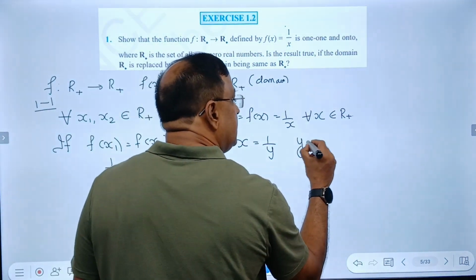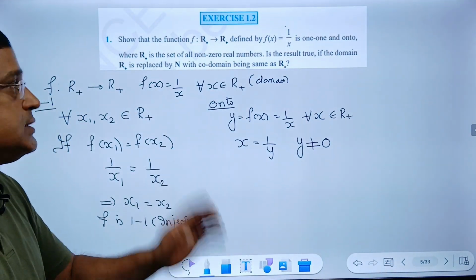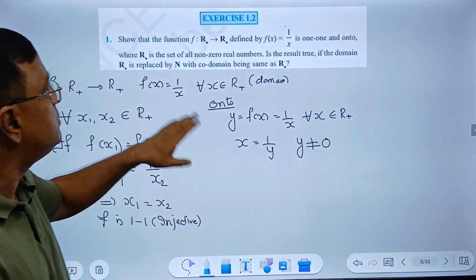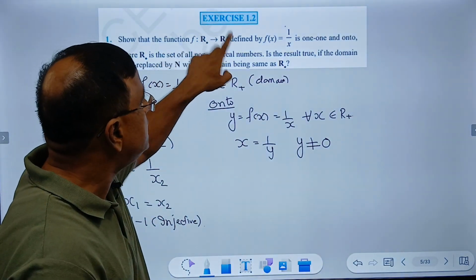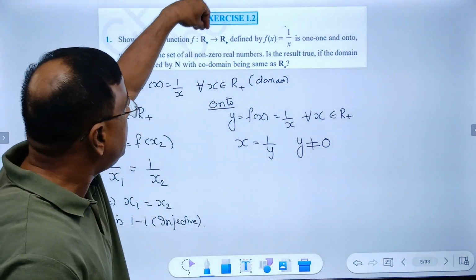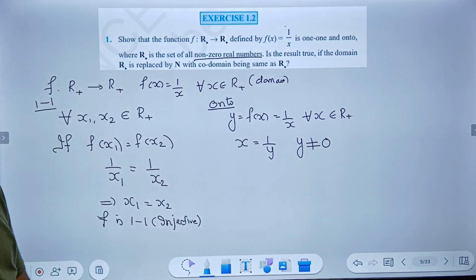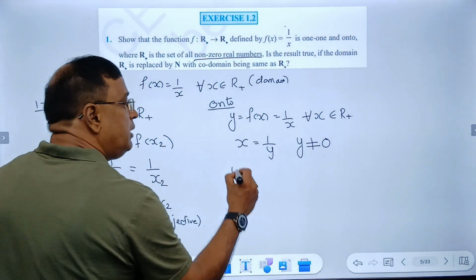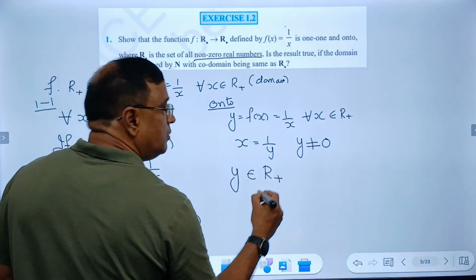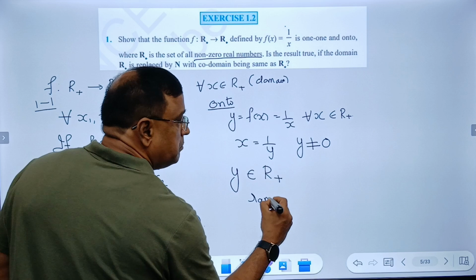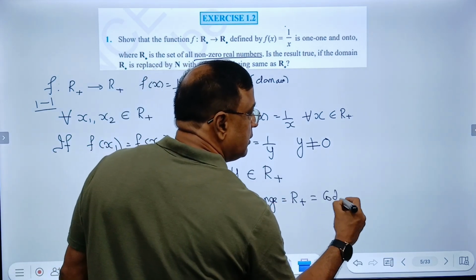Clearly, y can take any value except 0, right? Y can take any value except 0. And I don't have to worry much about 0, because already it is removed. F is a function from R plus to R plus. In both domain as well as in codomain, it is the set of non-zero positive real numbers. Okay. Therefore, y belongs to all positive real numbers. So my range is also R plus, so is my codomain.